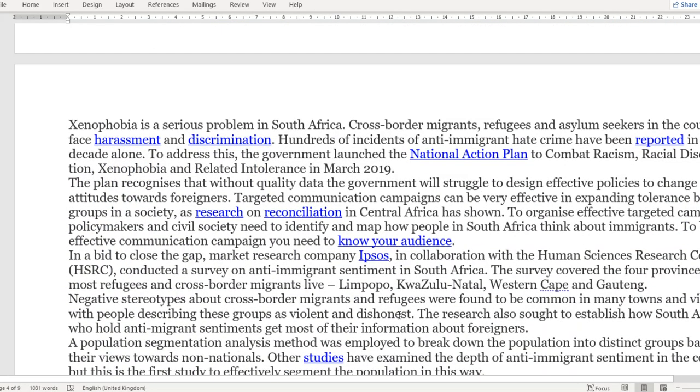Xenophobia is a serious problem in South Africa. Cross-border migrants, refugees, and asylum seekers in the country face harassment and discrimination. Hundreds of incidents of anti-immigrant hate crime have been reported in the past decade alone. To address this, the government launched the National Action Plan to Combat Racism, Racial Discrimination, Xenophobia, and Related Intolerance in March 2019. The plan recognizes that without quality data, the government will struggle to design effective policies to change public attitudes toward foreigners. Targeted communication campaigns can be very effective in expanding tolerance.